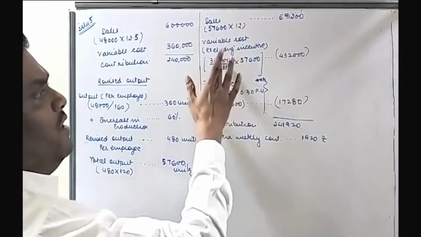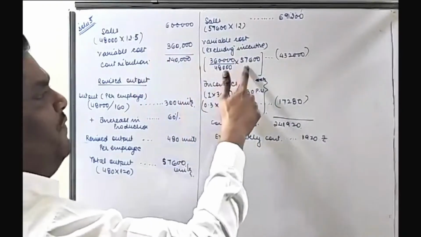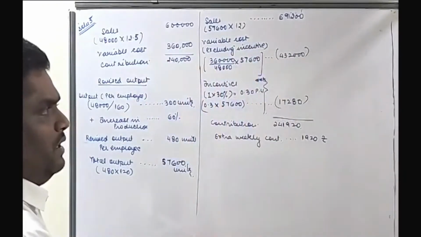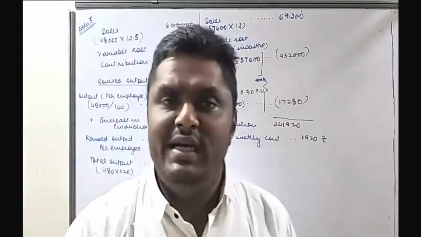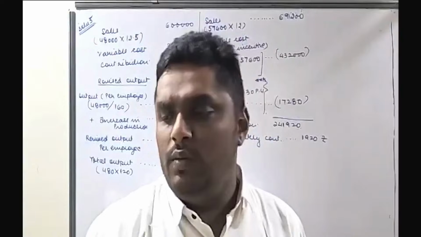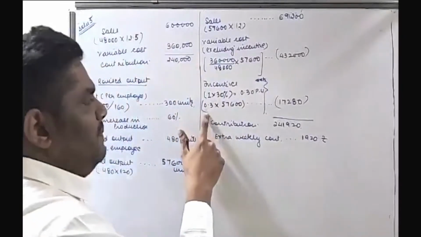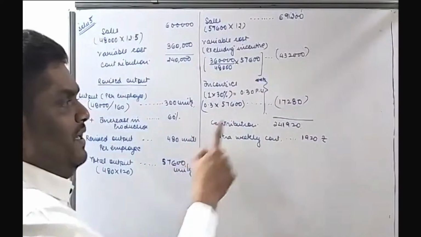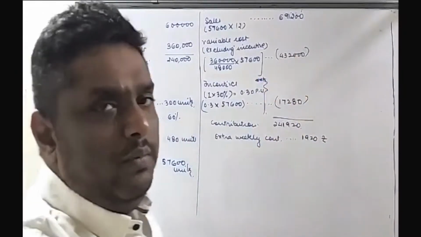Now my variable cost excluding incentive will be very simple. 360 is for 48. So for 57,600, 4,32,000. The important part is this incentive. And since the incentive is 30% of the piece rate work, so 1 into 30%, 30 paisa per unit. So 30 paisa per unit into the number of units manufactured, we will get 17,280. And accordingly, we will get the contribution.